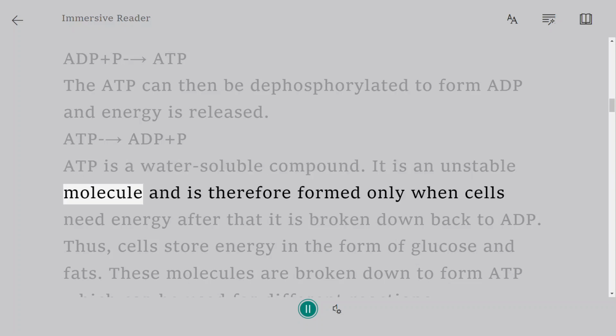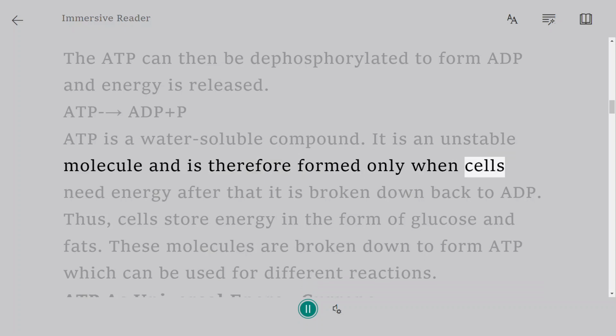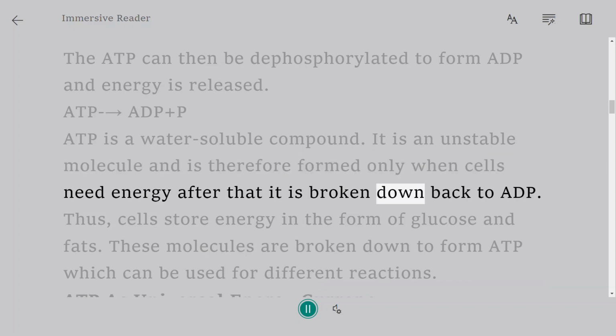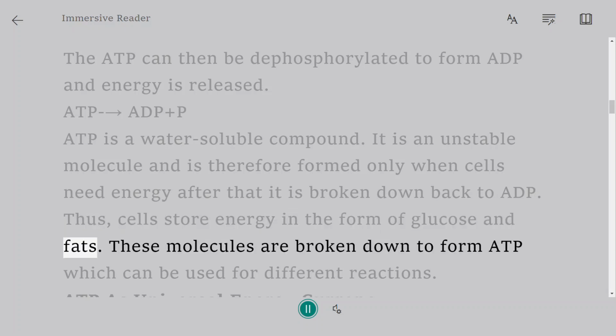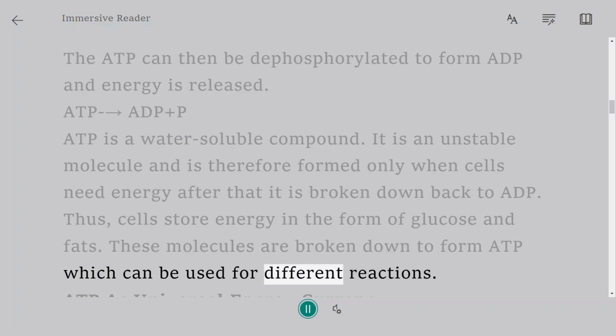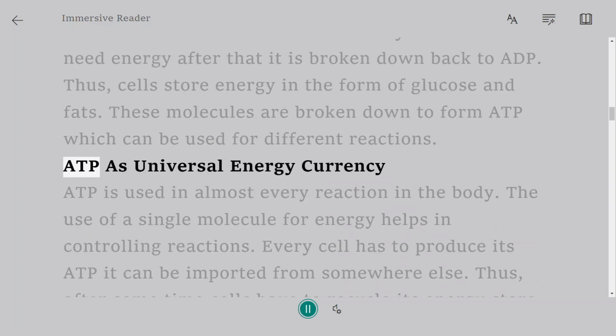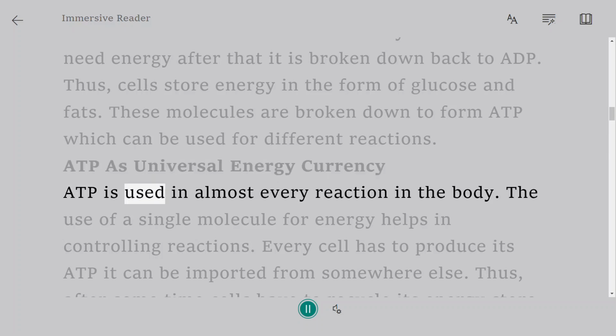It is an unstable molecule and is therefore formed only when cells need energy, after that it is broken down back to ADP. Thus, cells store energy in the form of glucose and fats. These molecules are broken down to form ATP which can be used for different reactions. ATP is the universal energy currency. ATP is used in almost every reaction in the body.